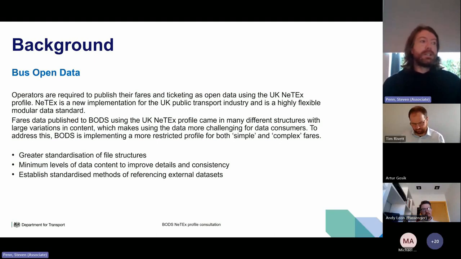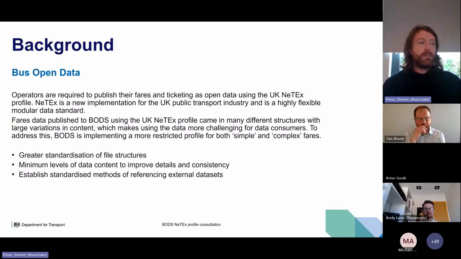So to address this, BODS are implementing a more restricted version of the NeTEx profile, which now covers both simple and complex fares. And the headline reasons for this are, firstly, that we need greater standardization of the file structures. We were seeing situations where elements relating to products were split across multiple files, which made it very difficult to parse the data.